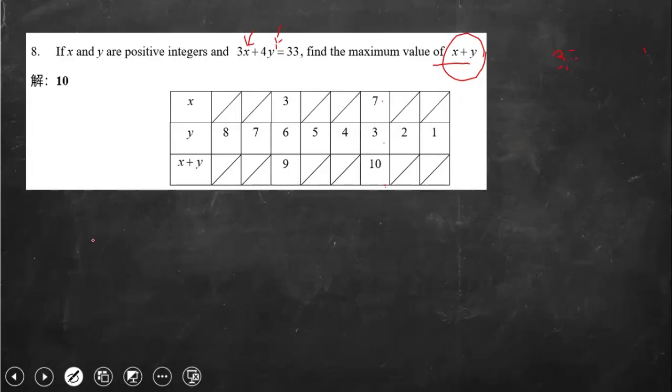So how did we get these values? Let me write the equation.